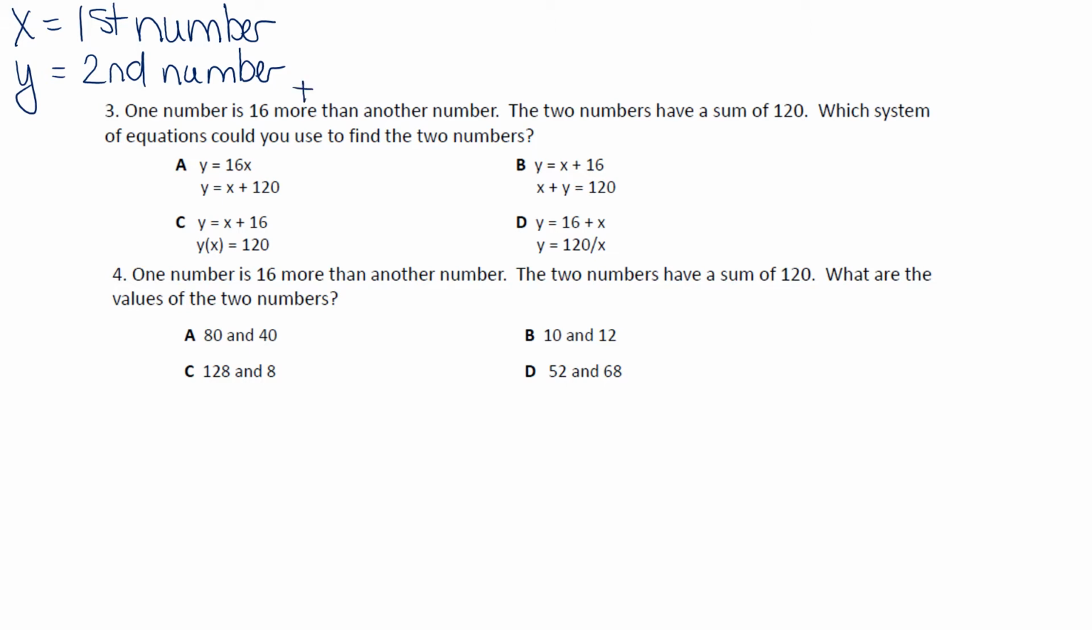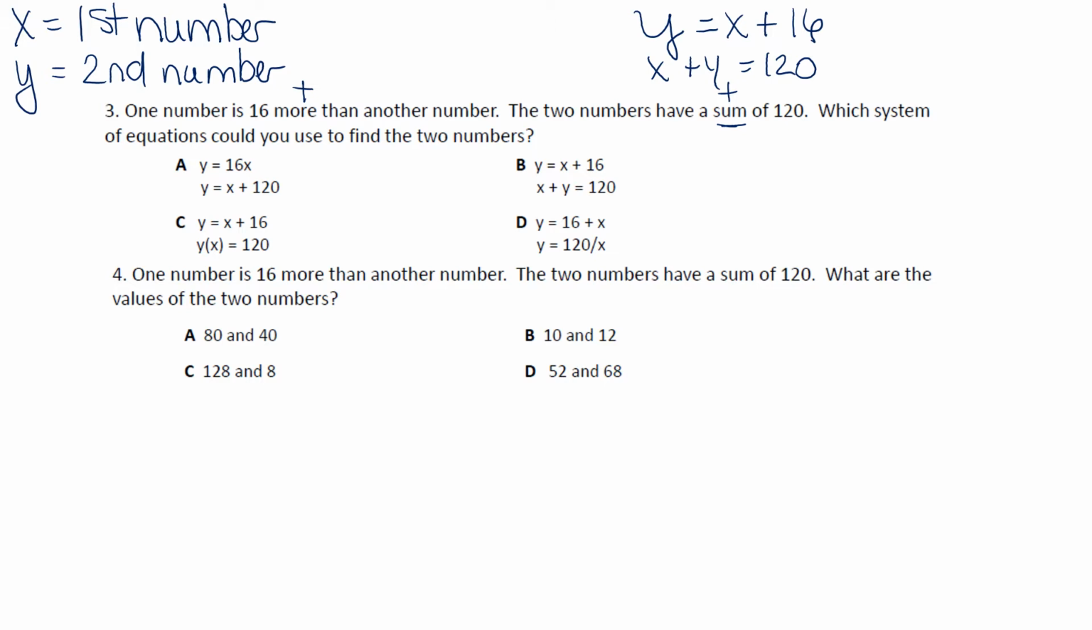So that could be x plus 16, and that's going to equal what my y would be. So y equals x plus 16. The two numbers have a sum of 120. Sum is addition. So the x plus the y equals 120. So let's see if we have an equation down here that looks like this. Remember, the variables could be swapped. It doesn't necessarily have to be the x and the y the way I have them.